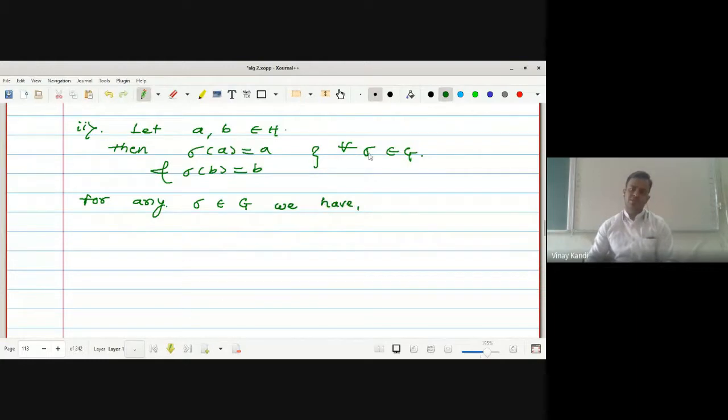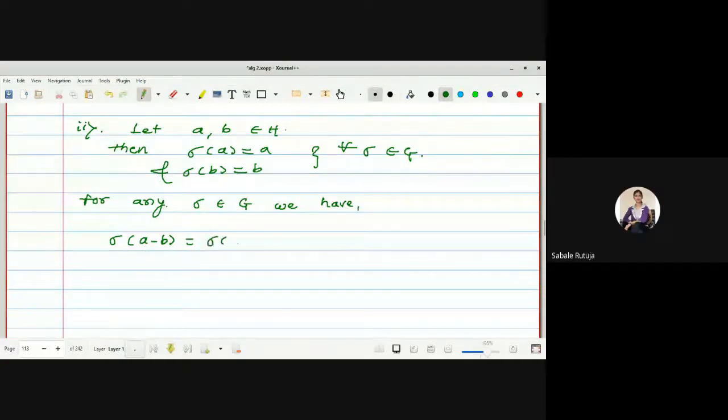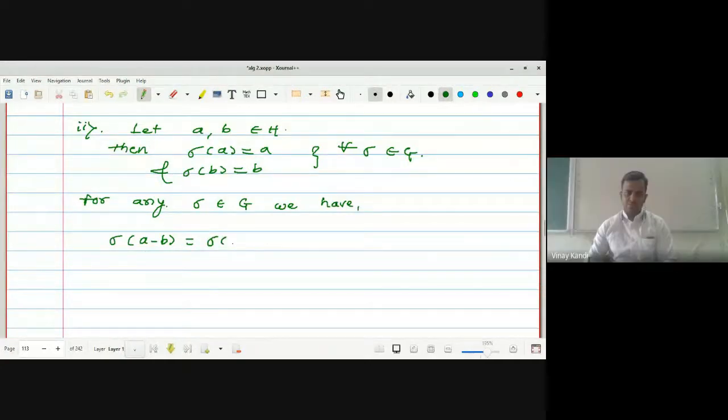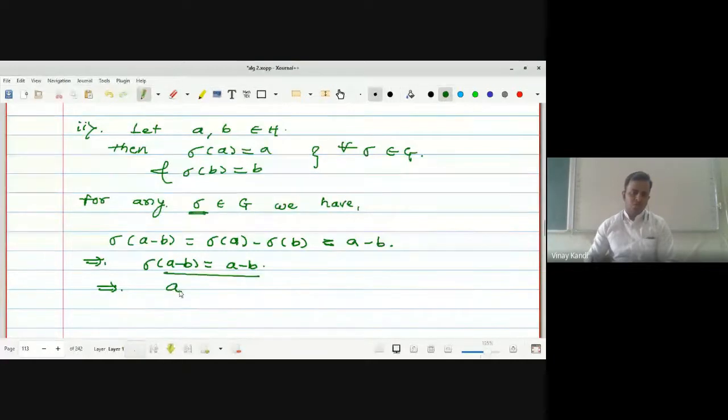Take any sigma belongs to G, so we have sigma of A minus B. Sigma is an automorphism, that is, an isomorphism. So sigma of A minus B, wait a minute, is sigma of A minus sigma of B, which is equal to, sigma of A is what? A. Sigma of B is B. So this implies sigma of A minus B is equal to A minus B. So this implies by the definition of H, for any sigma, this is true. So A minus B belongs to what? H.